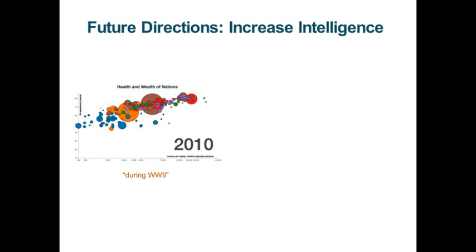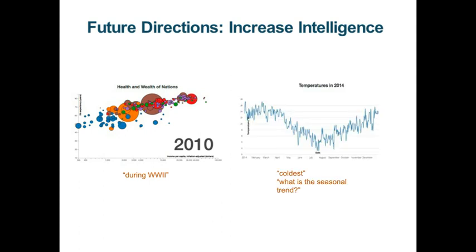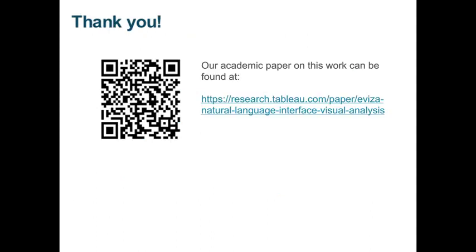We also want to extend Eviza to deal with domain-specific extrema values like coldest or hottest, and to be able to handle things like trends and other statistical functions so that you could ask, for example, what is the seasonal trend in my data? So where we're at with our research is that we published an academic paper on this work last fall. It can be downloaded at this URL.